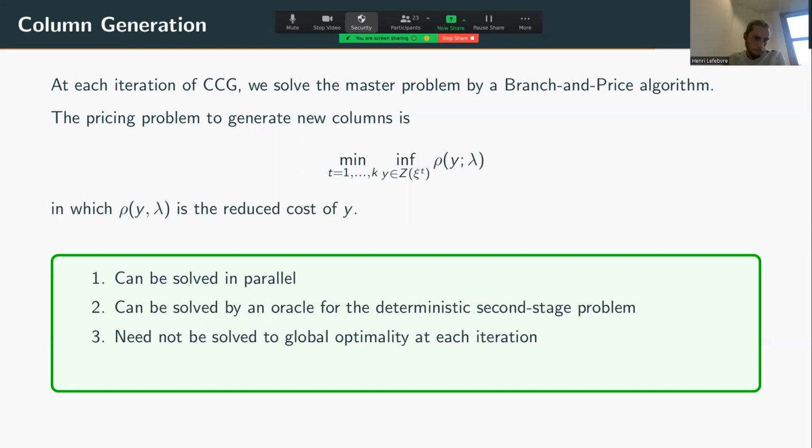This is just column generation folklore, but you are not obliged to solve to global optimality the pricing problem at every iteration. And also, each iteration can be warm started from the previous iteration because you can just keep a pool of columns that you already generated in the previous iteration and keep them in the master problem.